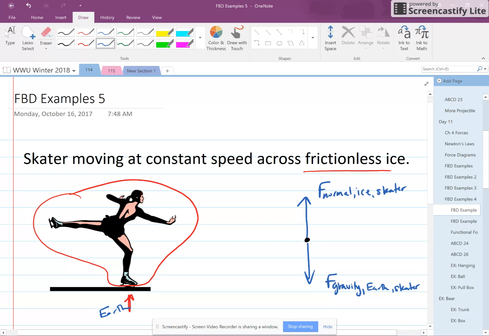And since the skater isn't burrowing into the ice or jumping off the ice, both of these forces should balance and be equal. And we can denote that by stealing a tool from geometry. When you have two things that are equivalent, you use these little hash marks. So to clarify that the F normal is equal to the F grav, that's what these little hash marks are for. Okay, so that would be the force diagram or free body diagram for a skater moving at a constant speed across frictionless ice.